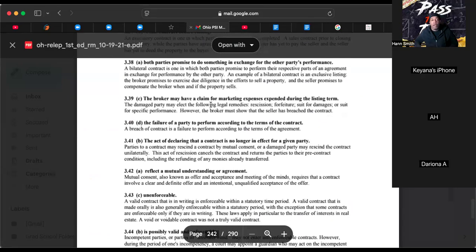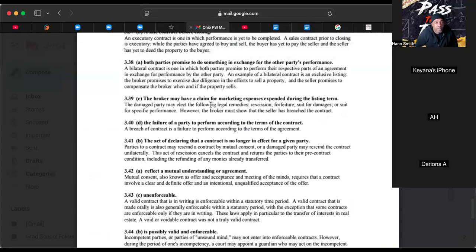So it says a bilateral contract is one in which both parties promise to perform their respective parts of an agreement in exchange for the performance by the other party. An example of a bilateral contract is an exclusive listing. The broker promises to exercise due diligence in the efforts to sell a property, and the seller promises to compensate the broker when and if the property sells.